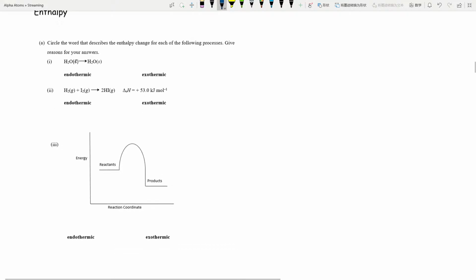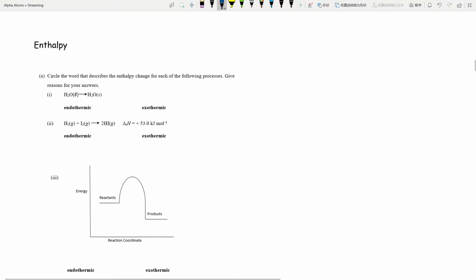It's really not that interesting, to be honest. It's my least favorite part of chemistry in level 2. So let's get on with some enthalpy.